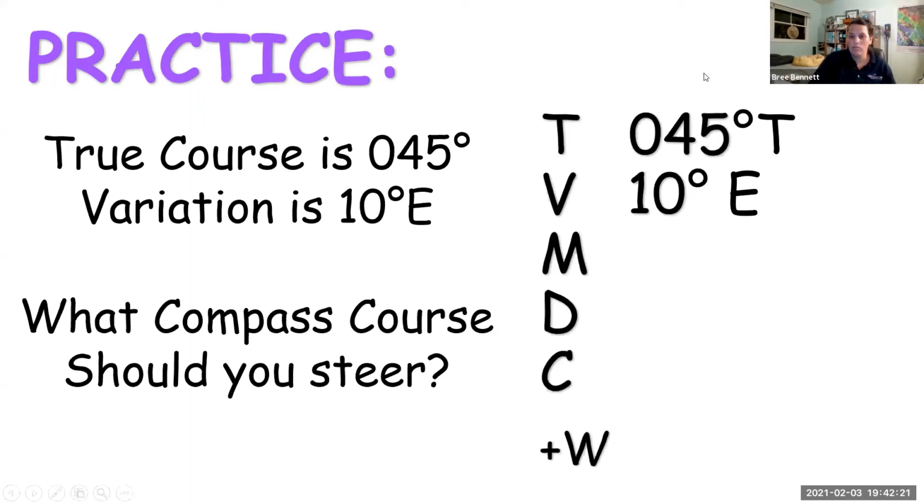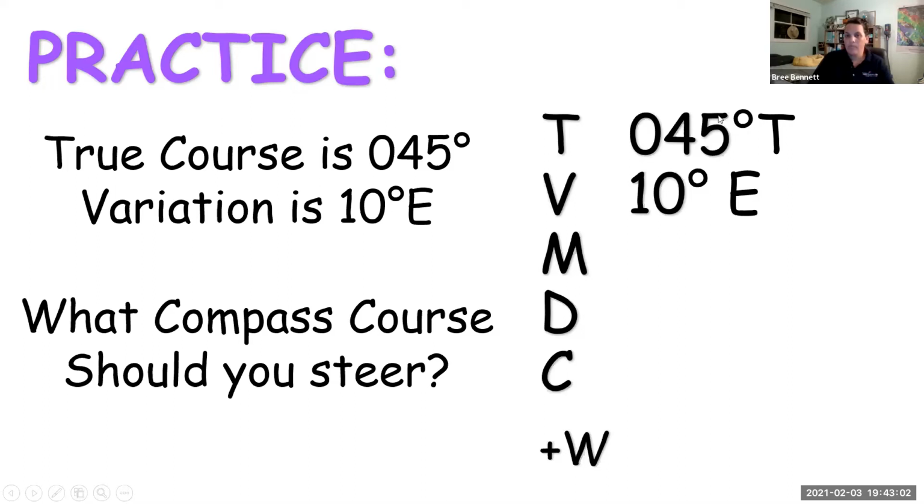So we're going to draw out. We're going from true to compass. So we have a true course of 045. We see on our chart that we have a variation of 10 degrees east, what compass course should I steer if I want to make good this 045 degrees true? So I put in my TVMDC, add west, minus east, and I have my T045, that's my true. My variation is 10 degrees east.